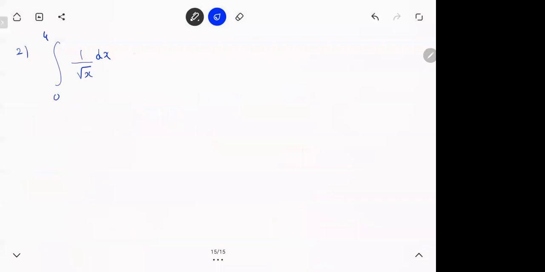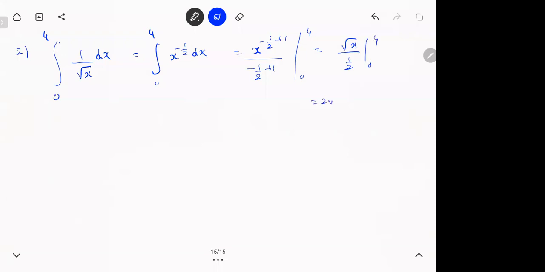Zero to 4, this was. This is what? Integral x to the power minus half dx. This is x to the power minus half plus 1 by minus half plus 1. That would be root x by half, that is 2 root x from 0 to 4. That would be root 4 minus root 0. That's 4.